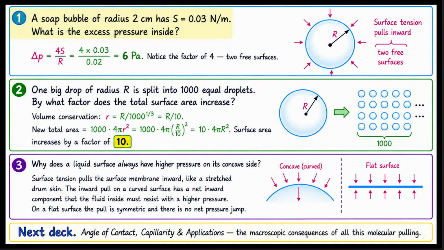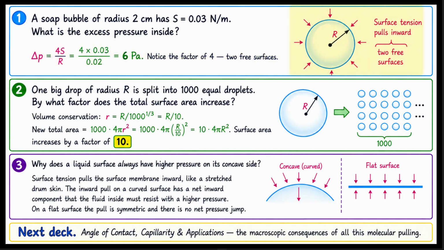Three checks before we move on. A soap bubble of radius 2 centimeters has S equal to 0.03 newtons per meter. What is its excess pressure? Delta P equals 4S over R, which is 4 times 0.03 divided by 0.02, which is 6 pascals. Notice the factor of 4 coming from the two free surfaces.